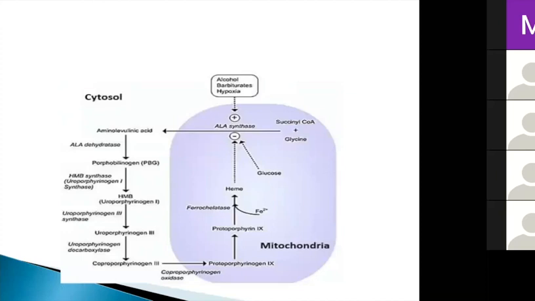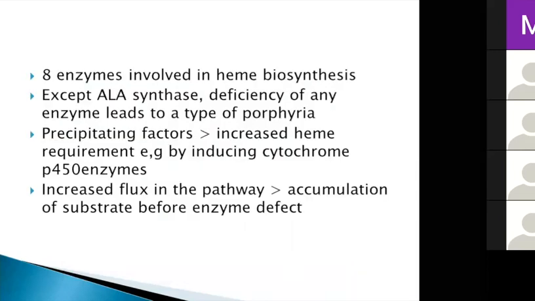So this diagram just shows which steps occur in the mitochondria and which steps occur in the cytosol. The first step, which leads to production of ALA, occurs in the mitochondria, and then the rest of the steps until production of coproporphyrinogen occur in the cytosol, and then everything moves back to the mitochondria until heme is produced. So, like we've said, there are 8 enzymes involved in heme biosynthesis.